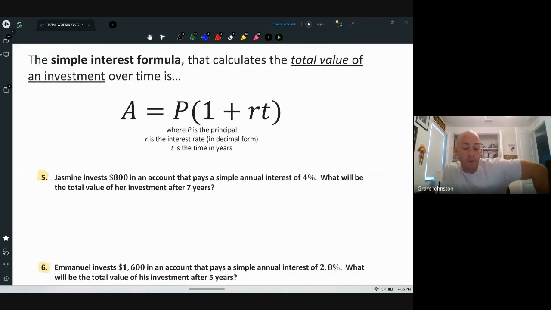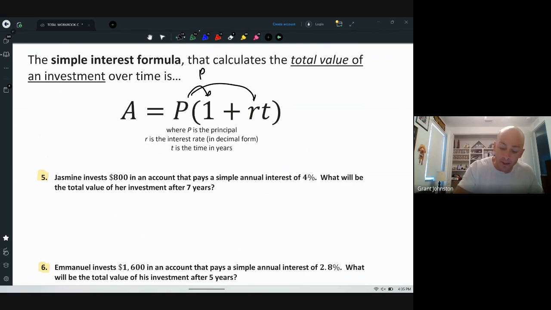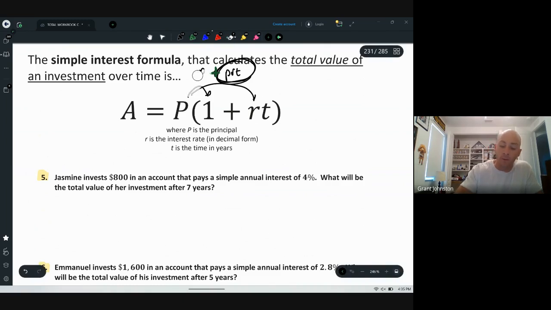Now, here's the next thing. The simple interest formula that calculates the total value of an investment over time is A equals P times 1 plus RT. And this is quite similar to the previous equation. It may not look it, but you're just finding the interest and then adding it back to the principal sum. Like if you were to distribute this, it would just be P times 1 is P plus PRT. So you're basically just taking that interest that we calculated on the previous page and then adding it to the original principal sum. So that's where this formula kind of comes from.